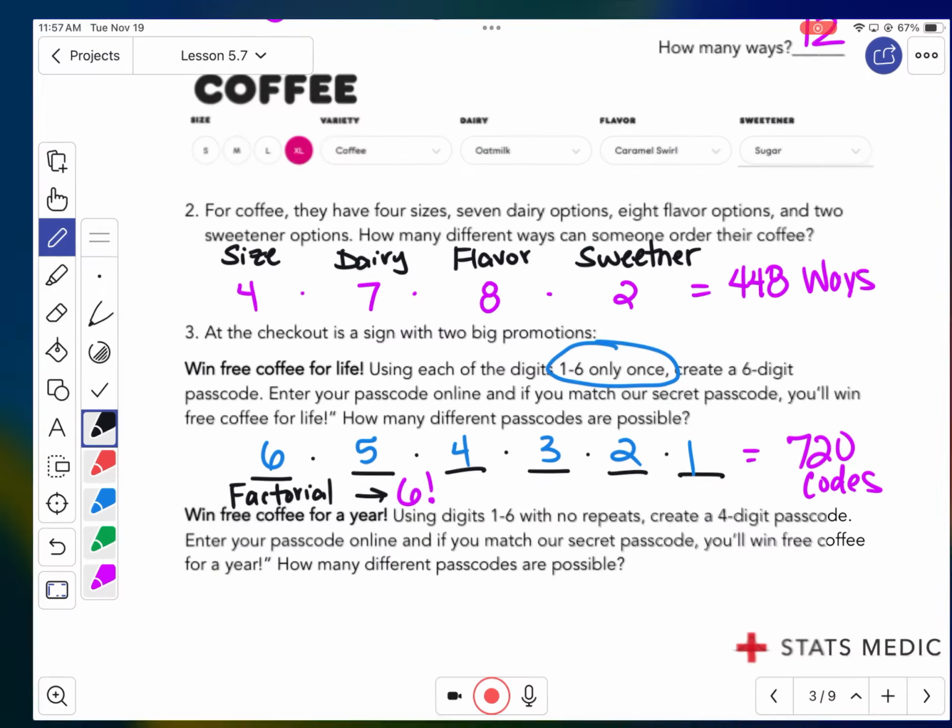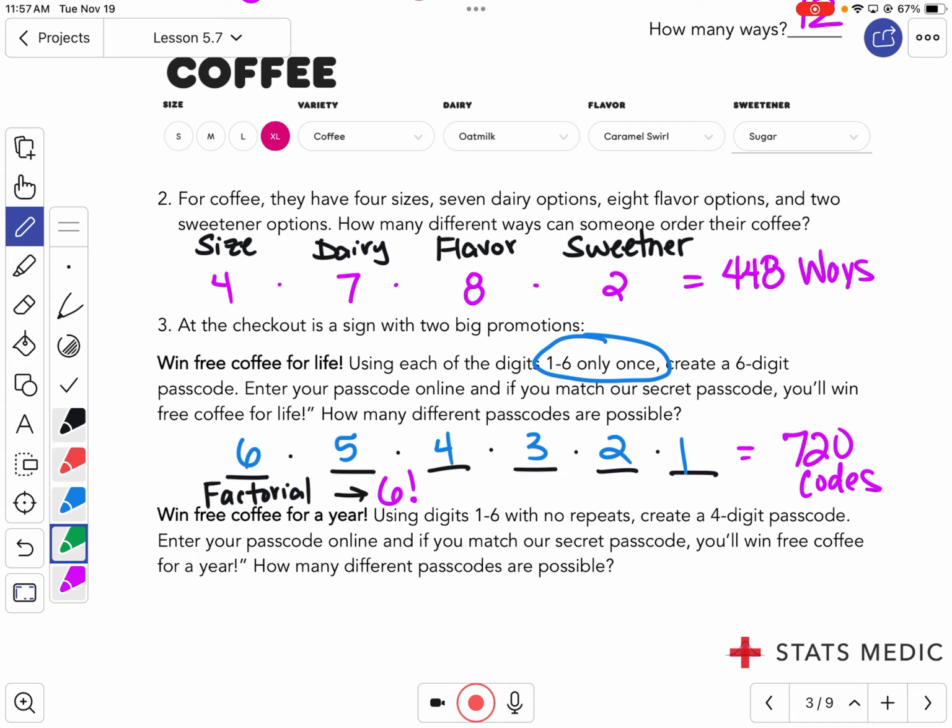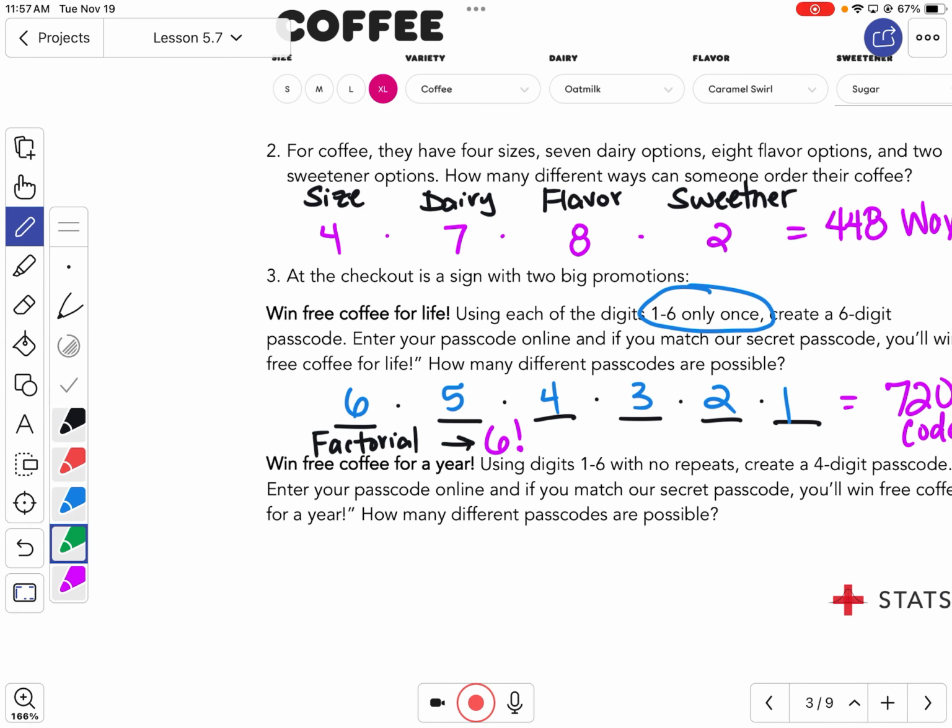So if you wanted to make a note there, if you wanted to use your calculator, you could say on the calculator, it's math over to probability, and then choose number 4, which is your exclamation point. So you can use that if you need it.